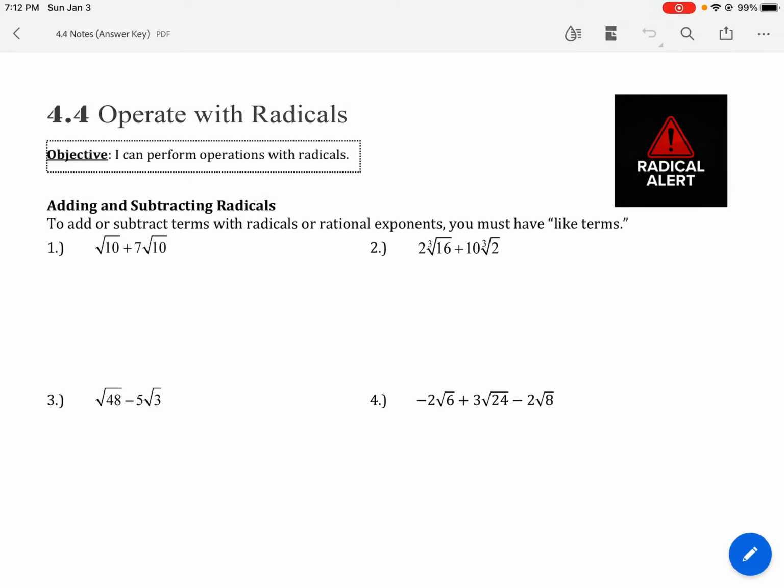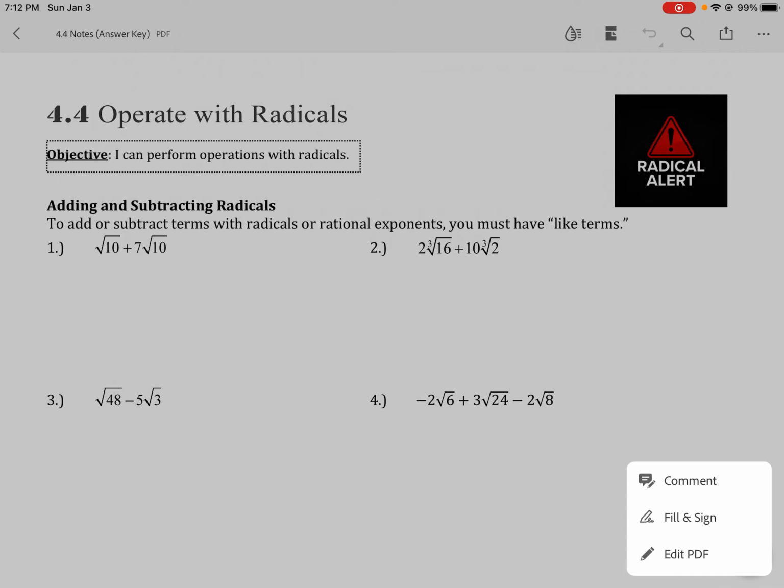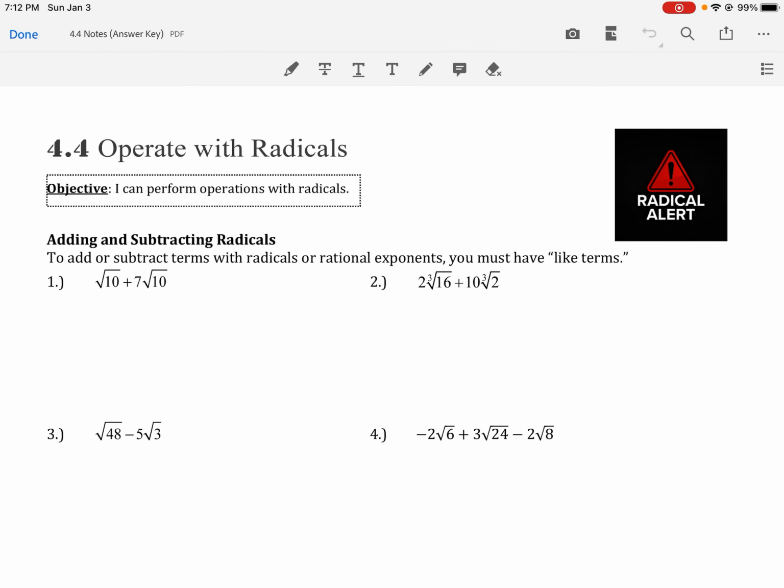Okay, today we're going to look at performing operations with radicals. So to start off, we're going to add and subtract radicals. Remember that radicals are like your square roots. So we are going to use some of those skills we've had before, like simplifying square roots, etc.